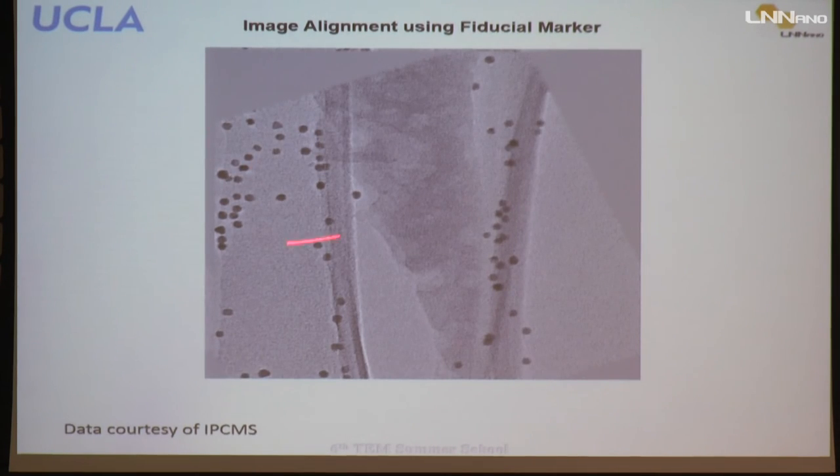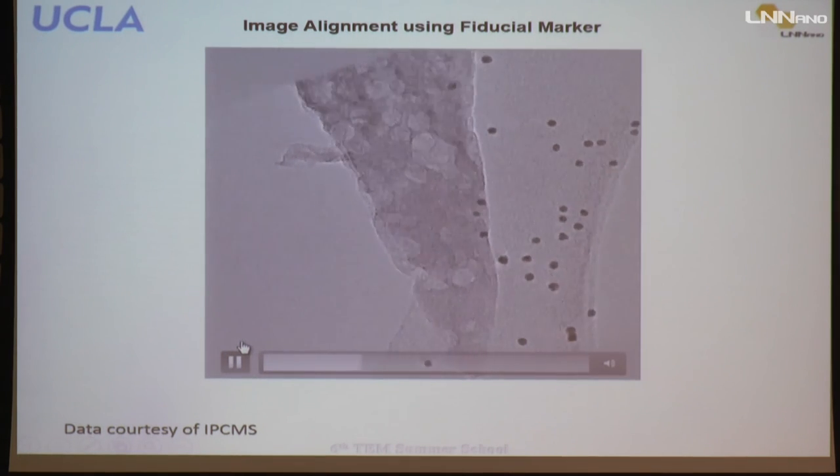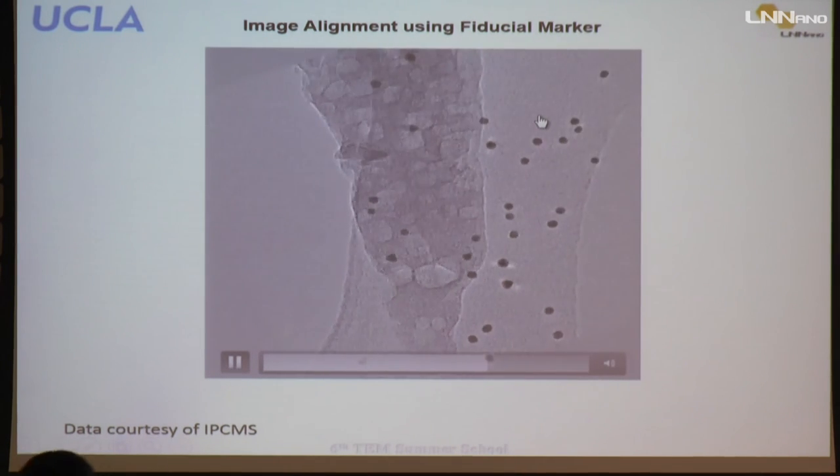Another method is using fiducial markers. Especially for biological samples, when you prepare the sample, you sprinkle some gold nanoparticles, usually five nanometer diameter gold particles, around and rotate. During the tilt series, it will look like this. This is the not aligned one. Another line goes like this. What you can see is that these gold nanoparticles are moving.